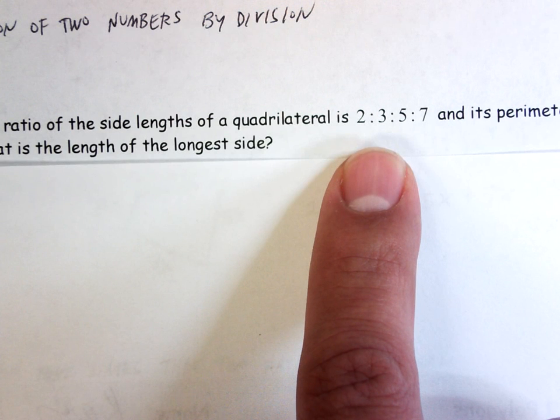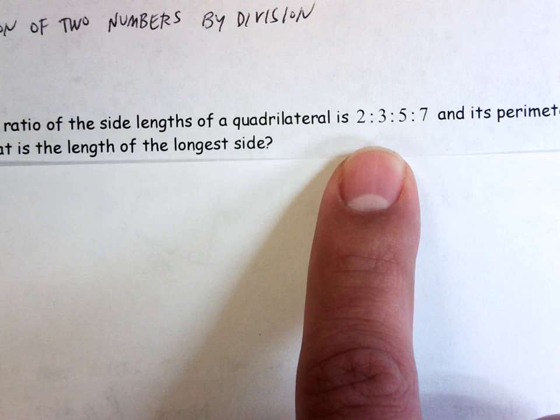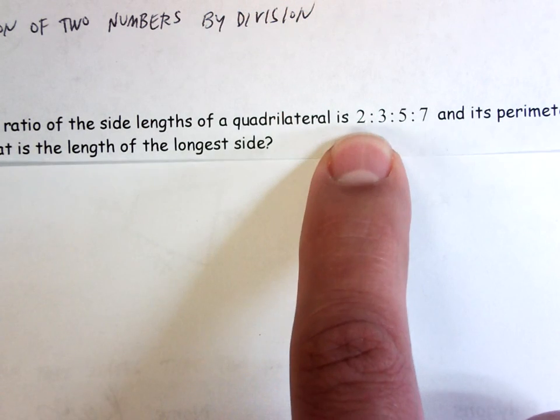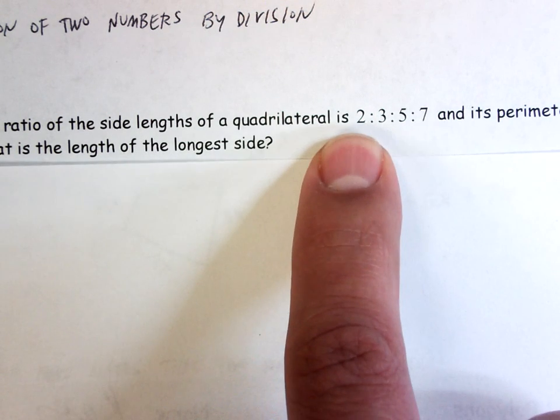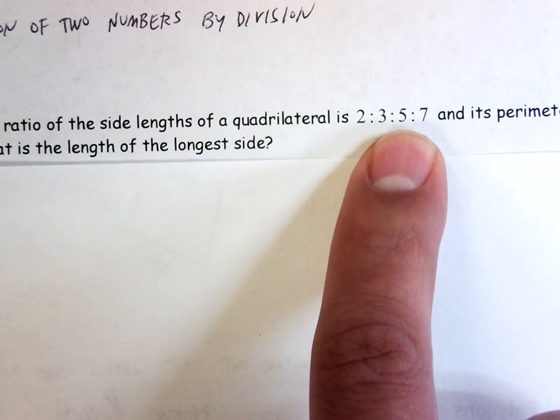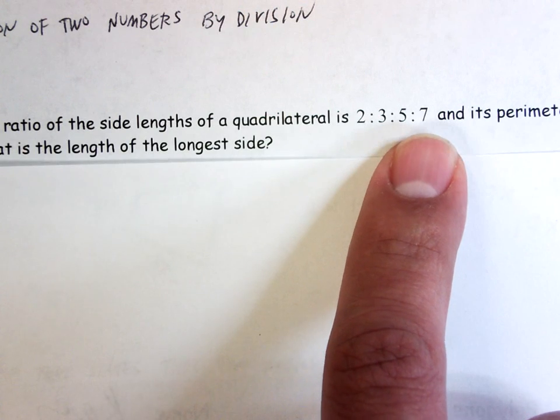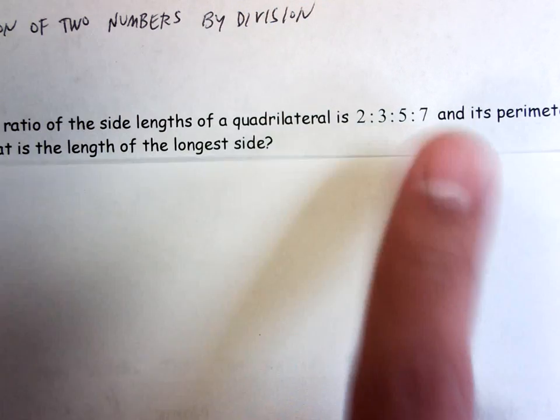So I've got to figure out what that common factor is. What did they divide each number by? Well, I can just call it x. That's what I'm trying to figure out. So 2 times x is the actual side length. 3 times x is this actual side length. 5 times x is that side length. And 7 times x is that side. Again, it's the same number that they divided all the sides by.